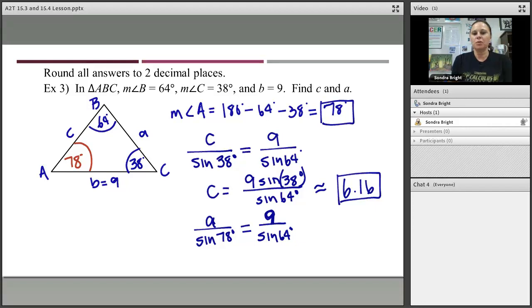Okay, so multiplying both sides by the sine of 78 degrees will give you that A is equal to 9 times sine of 78 degrees. Make sure that when you put it in your calculator, it's going to start a parenthesis, end that parenthesis before hitting the divided by symbol, and then sine of 64 degrees. And put that in your calculator. Rounding to 2 decimal places should give you 9.79.